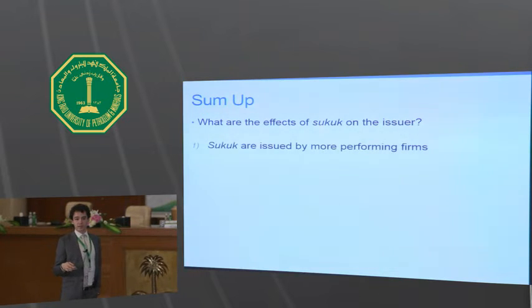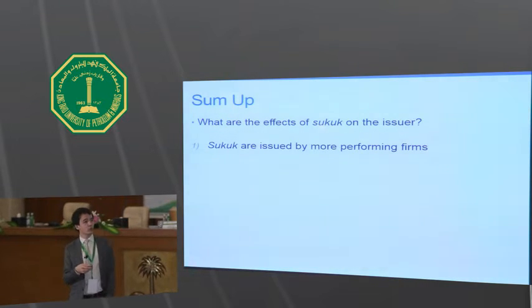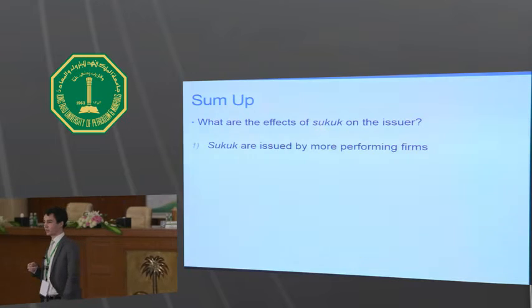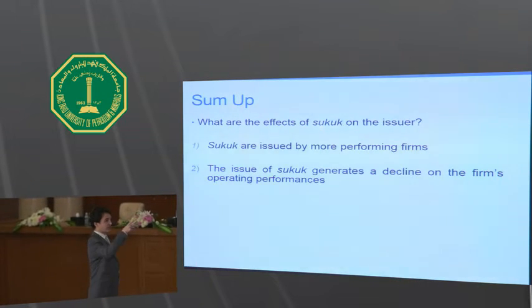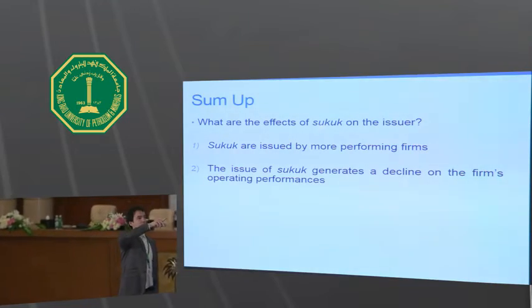So what are the effects? Sukuk are issued by more performing firms, and that's a striking result for us. We didn't expect that. So the adverse selection scheme does not really happen on this issuer, but it's issued by declining firms, and it generates a retention of free cash flow. So it also generates a negative impact on the long-run stock return.